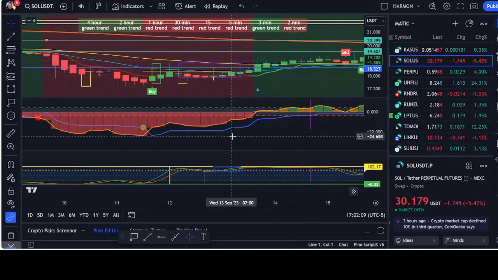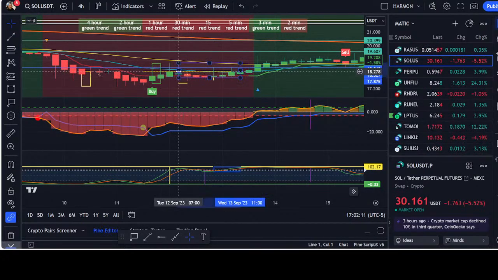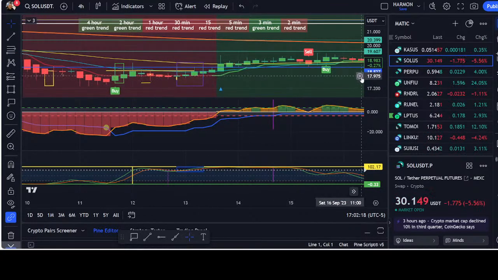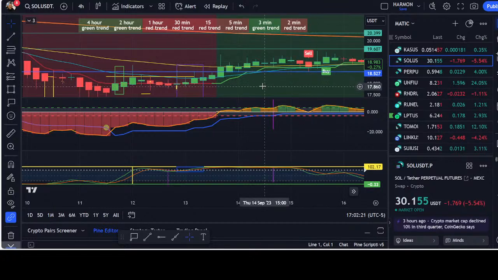So now that means that we would be looking inside of here for a trade. That would be what we would be looking for as a trade. All right, so this is a whale entry.